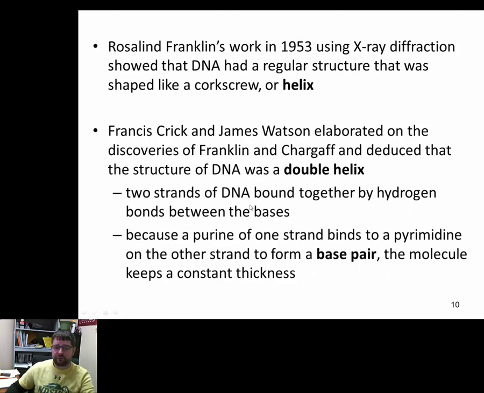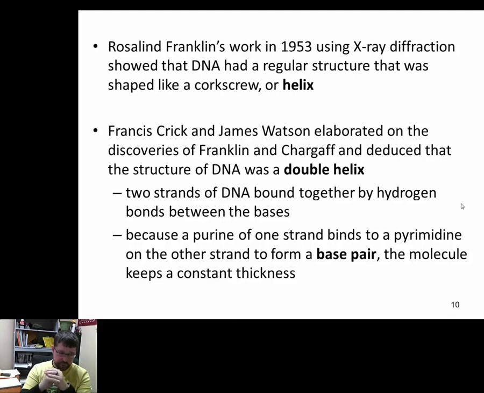Nonetheless, it was discovered that it was a double helix, that hydrogen bonds were the bonds between the bases, and that one purine would bind to one pyrimidine, which would keep a uniform, consistent thickness for the molecule. And of both strands, one strand would run from what we call 5' to 3', and the other strand is anti-parallel, so it runs in the opposite direction. That's the formation of the double helix.